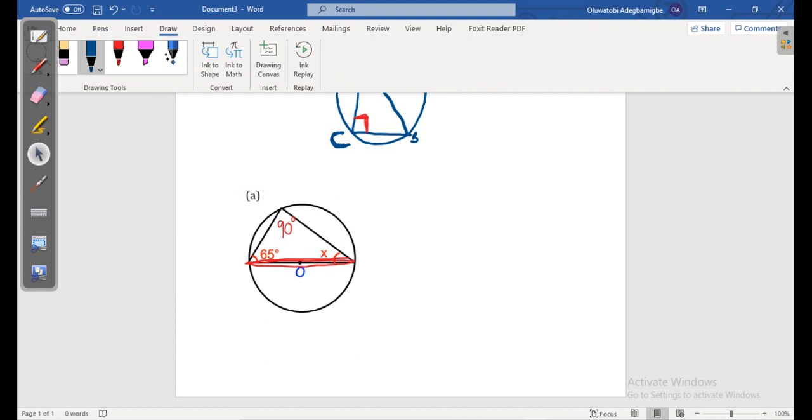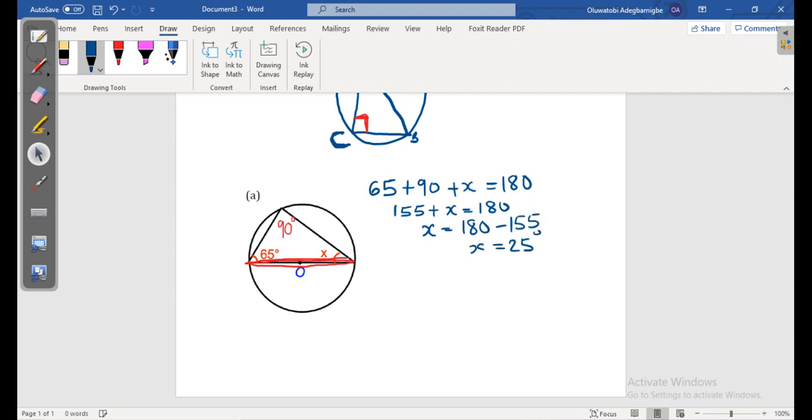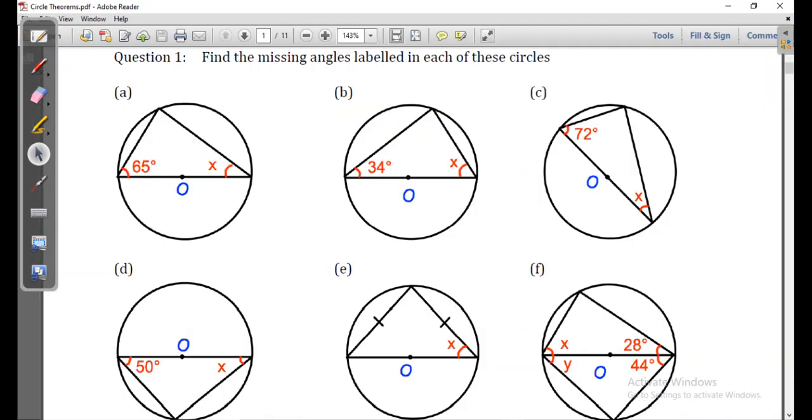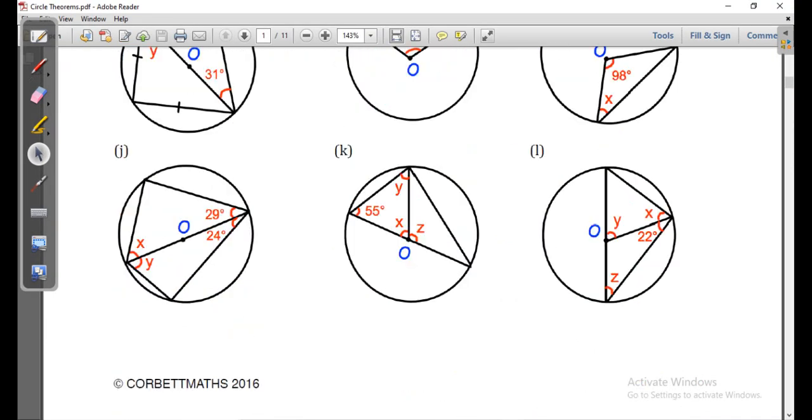So what will be our result? That means that 65 plus 90 plus x is equal to 180 degrees, which means angles in a triangle. 65 plus 90 is 155, plus x equals 180, and x equals 180 minus 155, and my x will give me what? 25 degrees. It's as simple as that. That is one of the major theorems we will be considering under this topic.